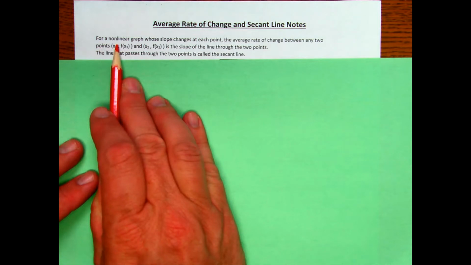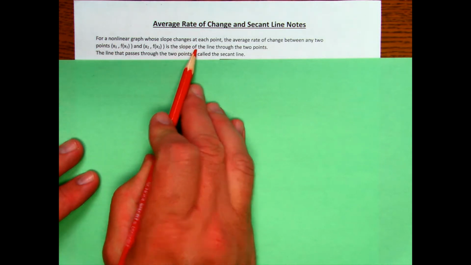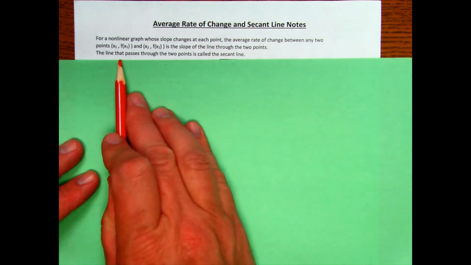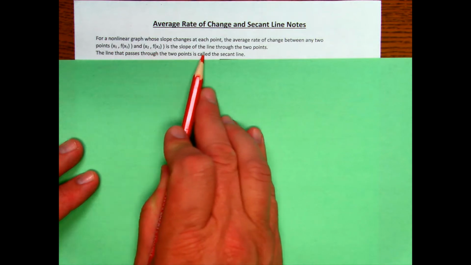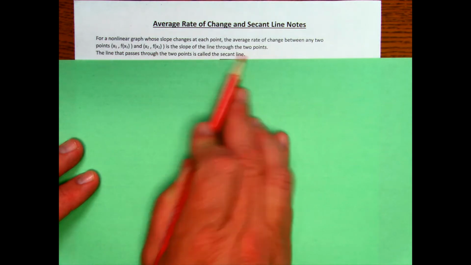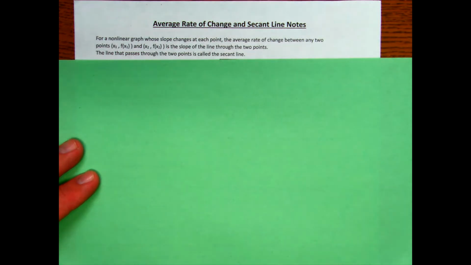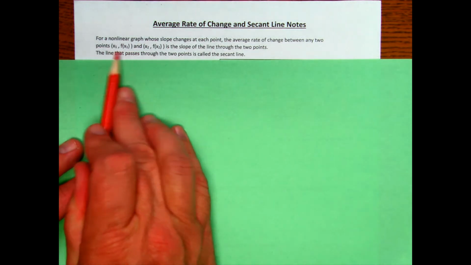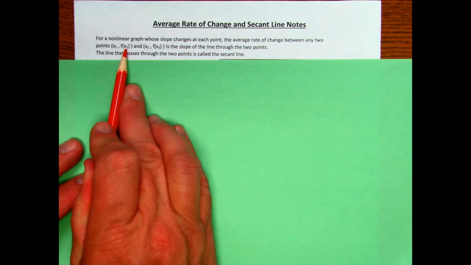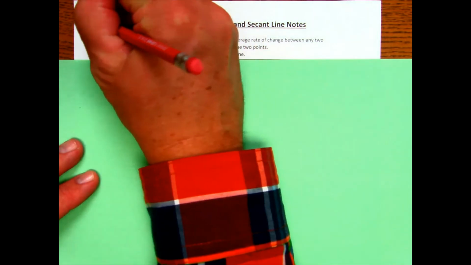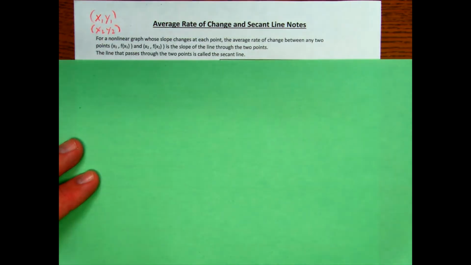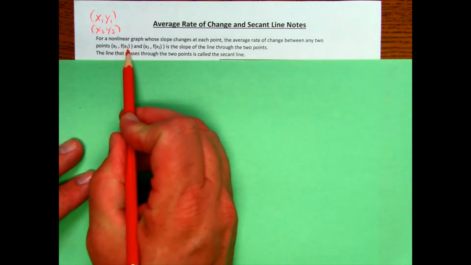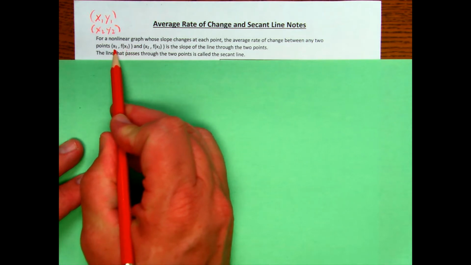For a nonlinear graph whose slope changes at each point, the average rate of change between any 2 points, (x1, f of x1) and (x2, f of x2), is the slope of the line through the 2 points. The line that passes through the 2 points is called the secant line. This is just a variation of probably what you're comfortable with from Algebra 1. Instead of x1, y1, x2, y2 in your typical slope formula from your Algebra 1 book, we're using function notation. F of x1 just means the y coordinate that's associated with the first x value.